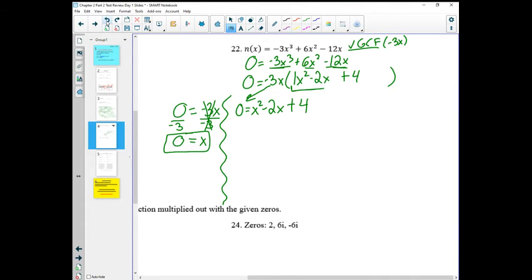Over here on the right side, x squared minus 2x plus 4, those don't have a GCF. If you try to use the x method here to come up with 2 factors that would multiply to make 4 and add to make negative 2, you're not going to be able to find anything. So the x method's just not going to work there. Instead, we're going to use the quadratic formula.